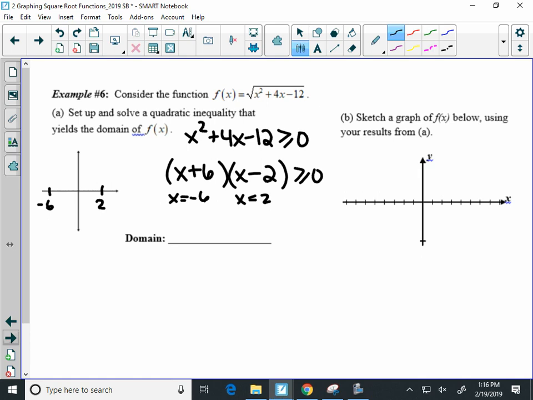I found the roots. Now, I have to sketch a parabola here, because that's what I actually have. I have a parabola, and I want to know where the parabola is greater than or equal to 0. So is my parabola going to open up or down? Why? Because this is a positive x squared right here. So I'm going to have to sketch a parabola that opens up. And when I look at that parabola, I want to know where it is greater than or equal to 0. So does that mean above or below the x-axis? Above. How many parts when I look at this graph are above the x-axis? 2. These left parts right here. Now let's think about last unit.